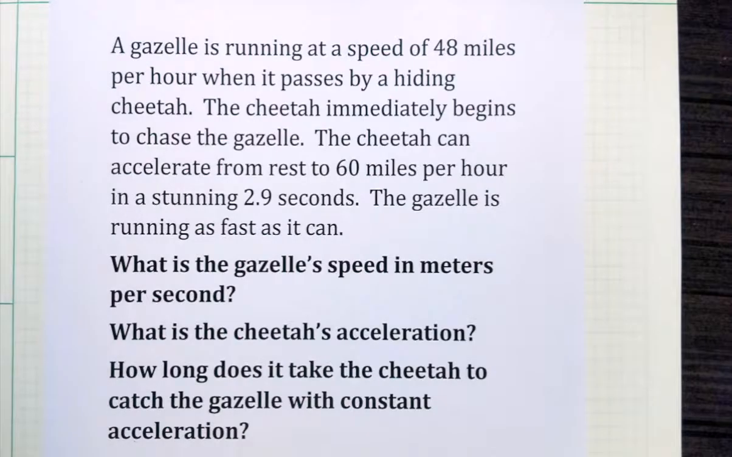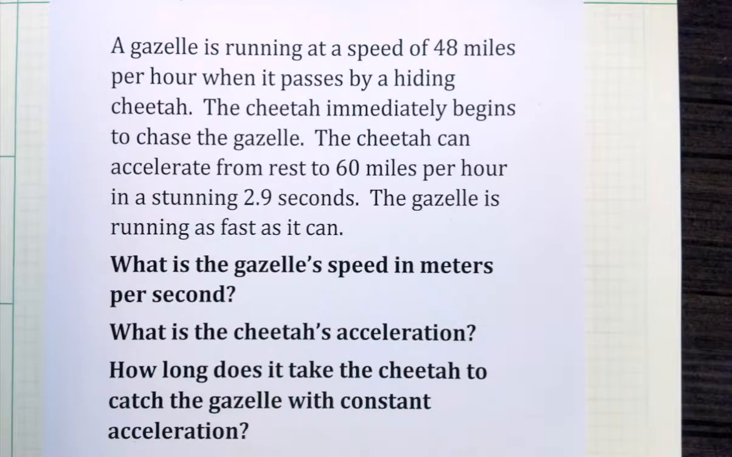In this video, we'll demonstrate how to use the techniques of problem solving to solve a type of kinematics problem called a pursuit and capture problem. The problem reads, a gazelle is running at a speed of 48 miles per hour when it passes by a hiding cheetah. The cheetah immediately begins to chase the gazelle.